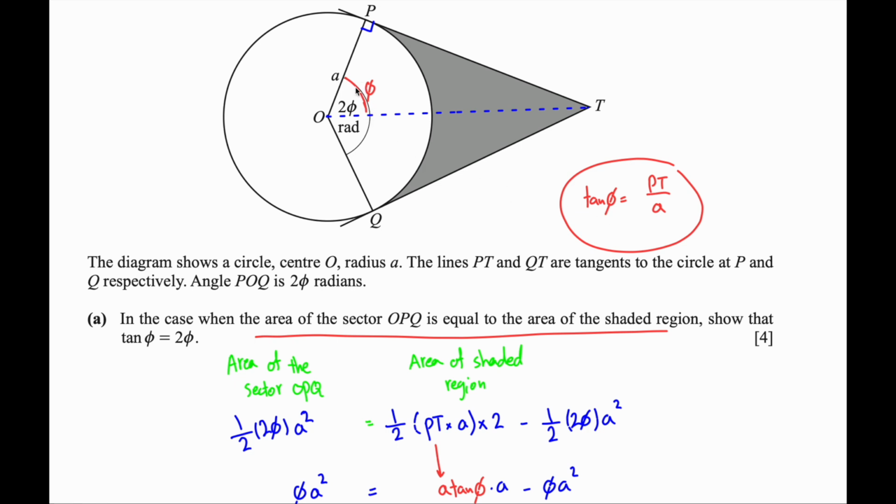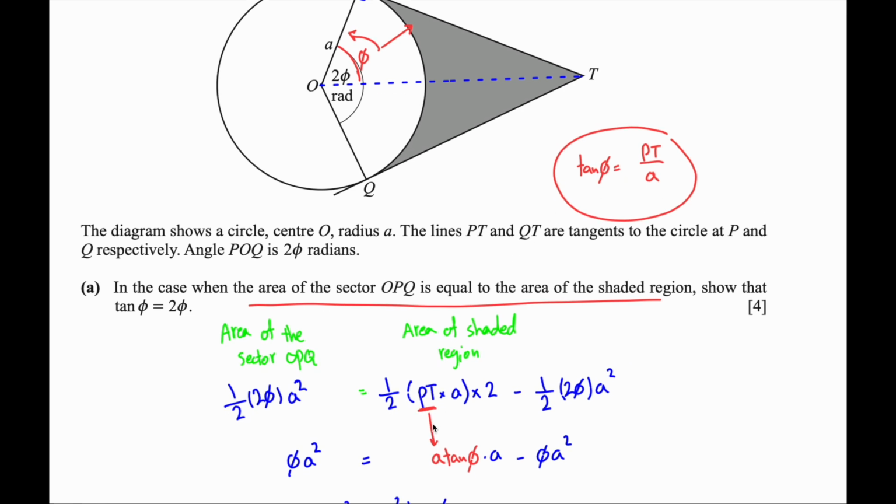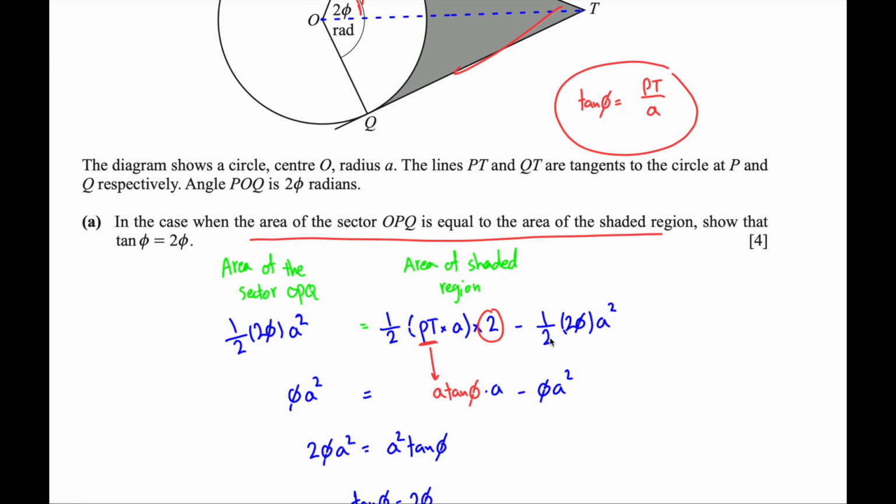So if you look at this angle, this is half of 2 phi, which is phi. And according to the tangent, tan phi should be opposite over adjacent. So that would be PT over a. And if I make PT the subject of the equation, I would get a tan phi, and that is the base of my triangle. And in the end, I multiply it by 2 because I want the whole area. I want 2 of the triangles together. And then lastly, I need to subtract the area of the sector, which is the same thing as I got on the left hand side.